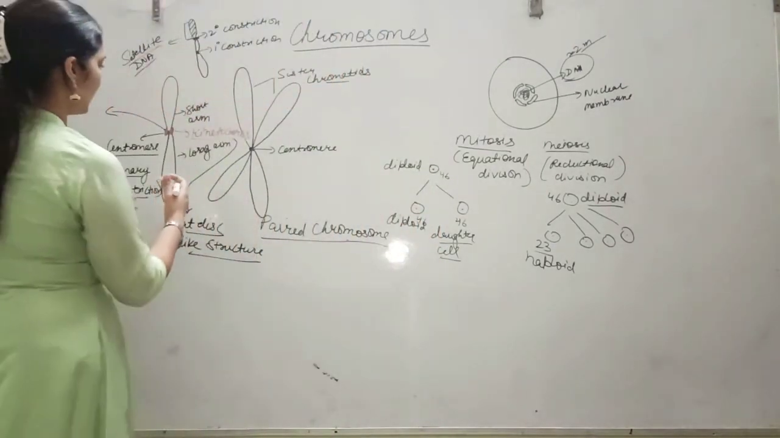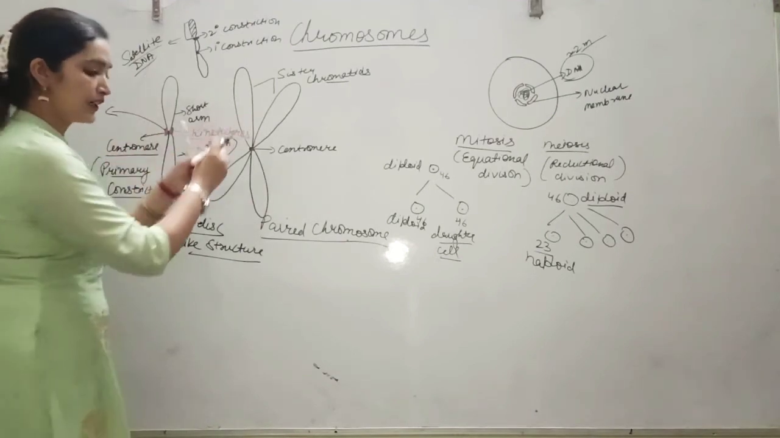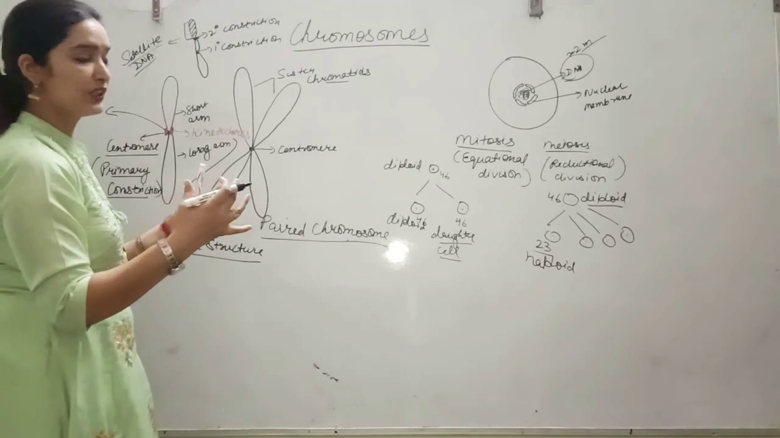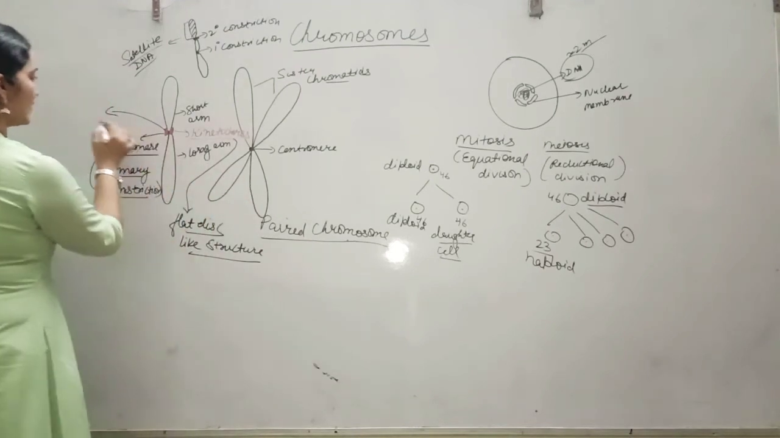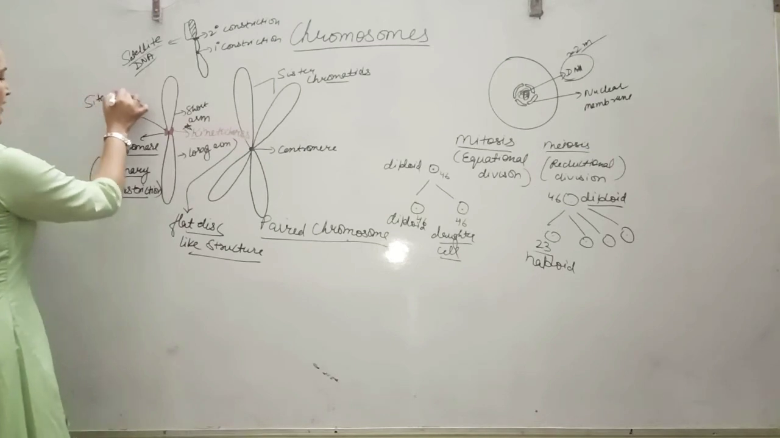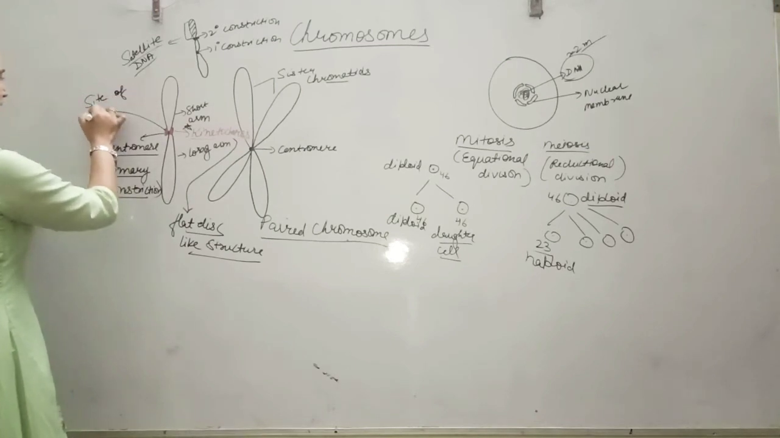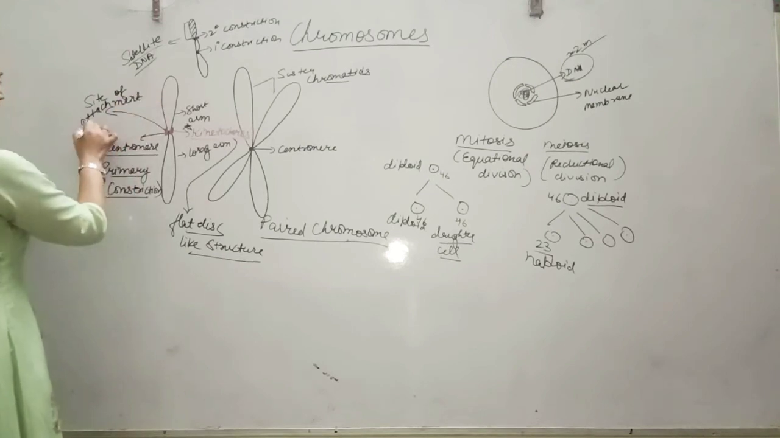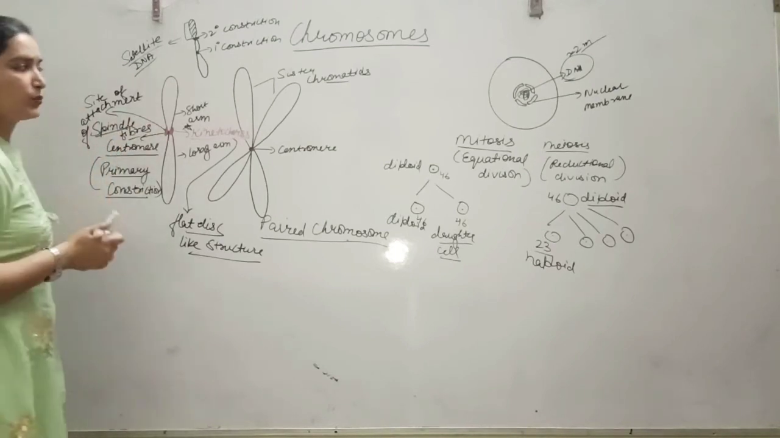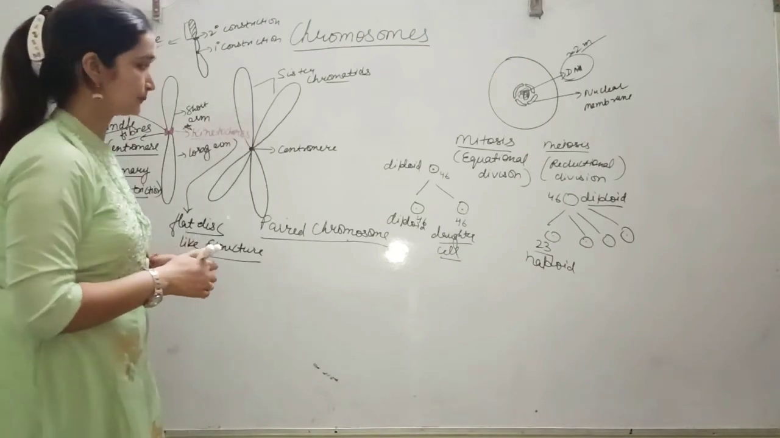So what happens? This helps in attachment of spindle fiber that helps to separate the chromosome, that helps in movement of chromosome during cell division. So it is the very important kinetochore. It is the site of attachment of spindle fibers. Spindle fibers or tubules help in movement of chromosome during cell division.